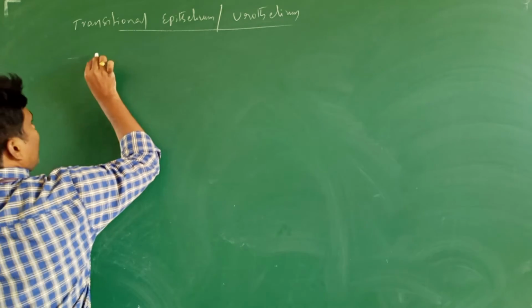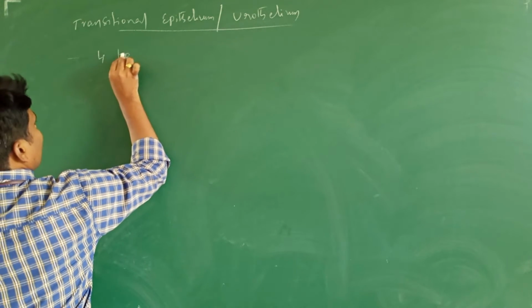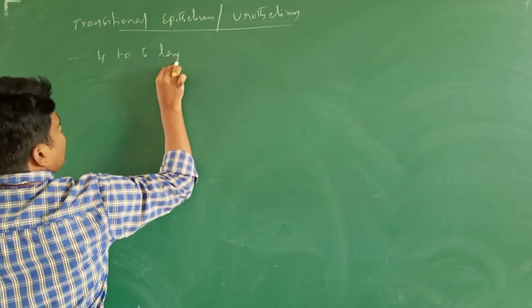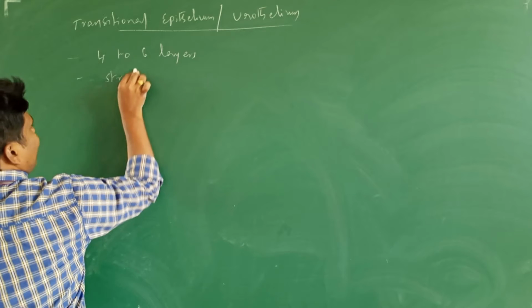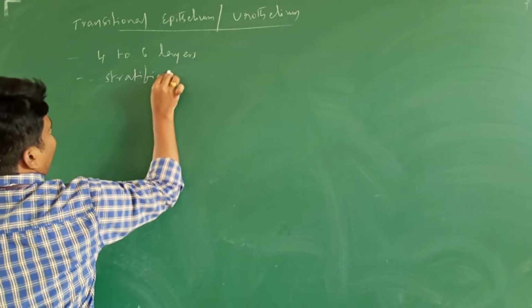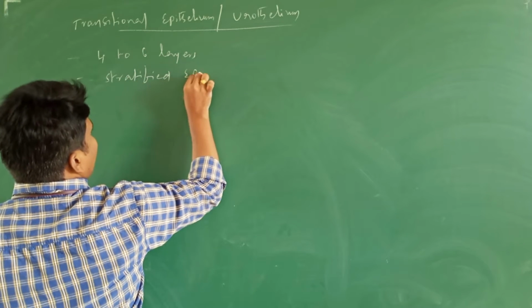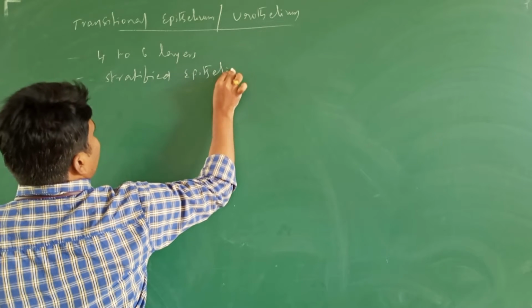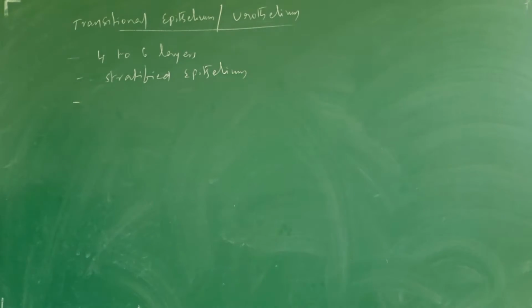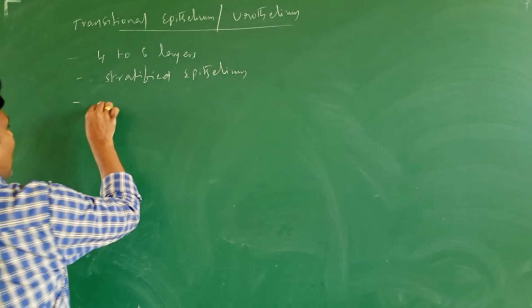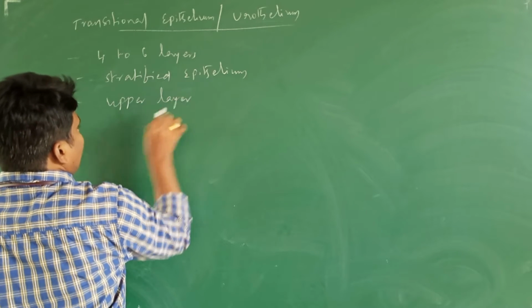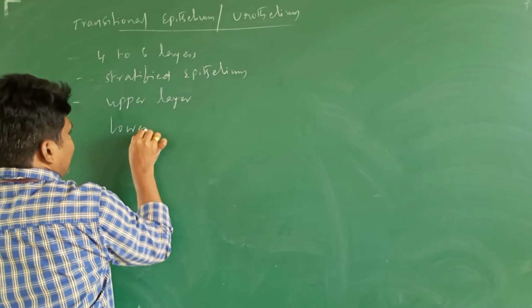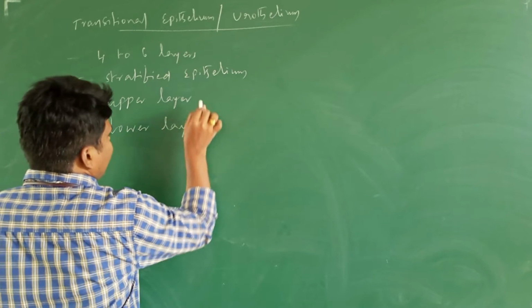It has 4 to 6 layers. What does 4 to 6 layers mean? It is a stratified epithelium, with 4 to 6 layers present. In this stratified layer, there are upper layer cells and lower layer cells.